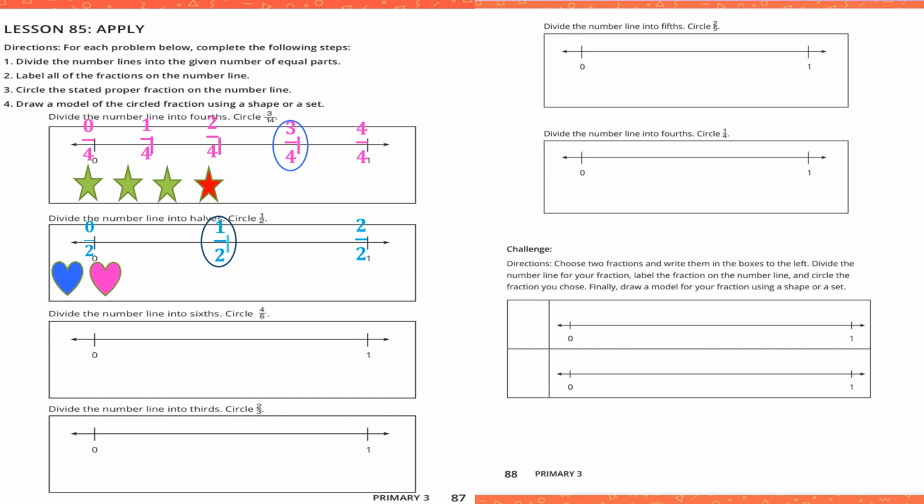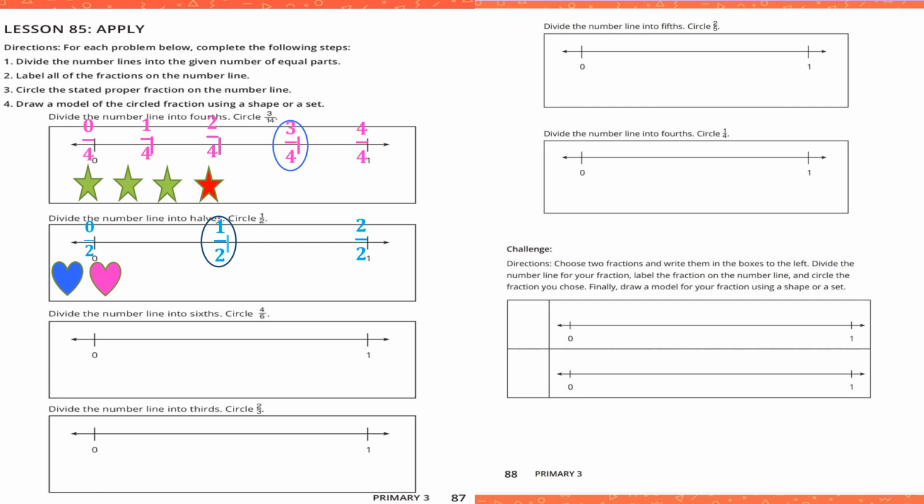Our model, a set of hearts. The fraction of the blue heart equals what? How many blue? 1 out of the total hearts, 2. So the fraction of the blue heart equals 1 over 2.